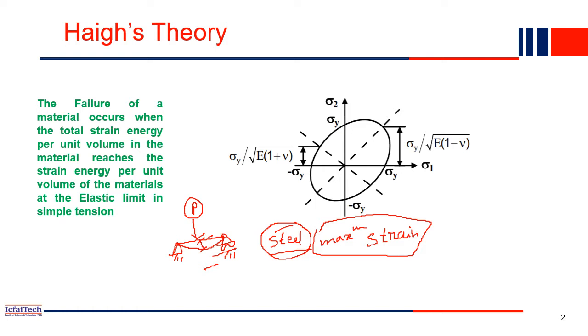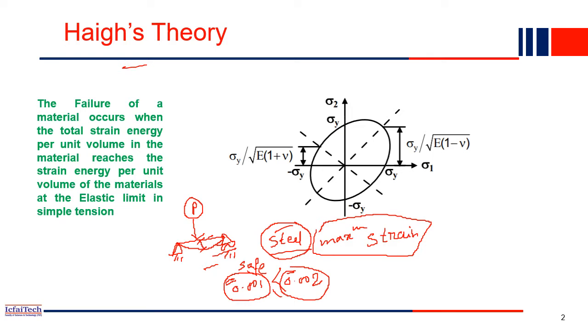For example, the strain here is maybe 0.001, whereas steel can take a maximum of maybe 0.002, whereas the applied strain is 0.001. So in that case, our material will be safe, right? As long as our strain is less than the maximum limiting strain of the particular material, then our material or the structure will be safe. That is what this failure theory says.